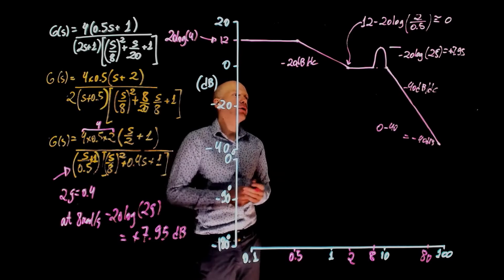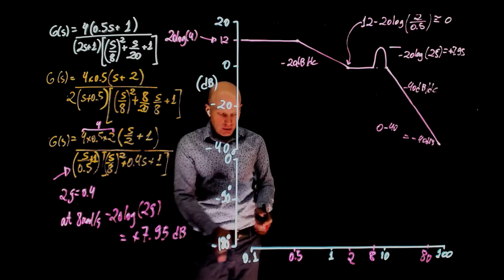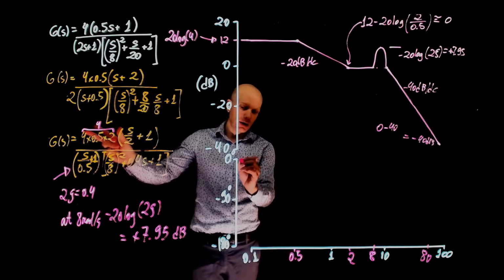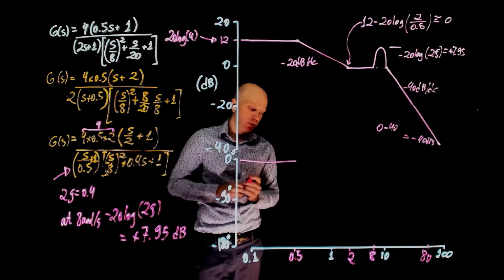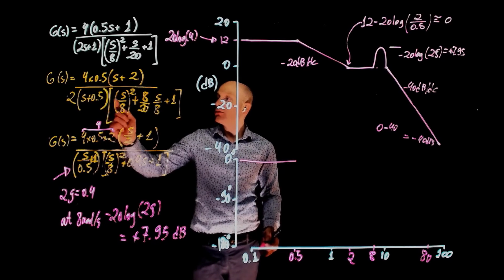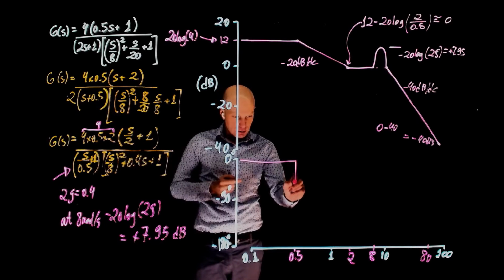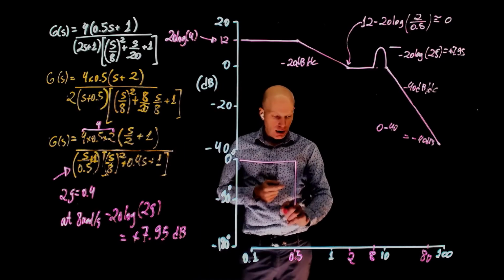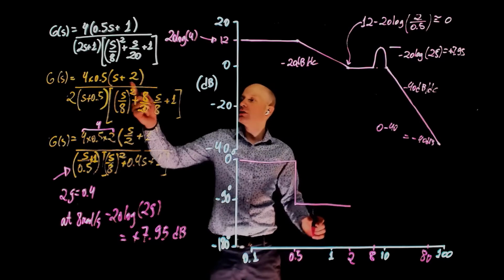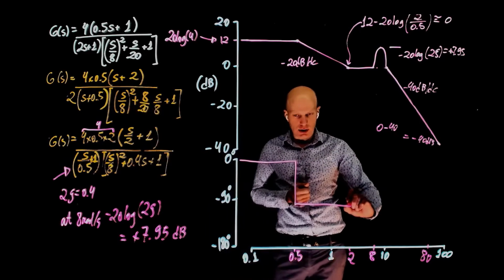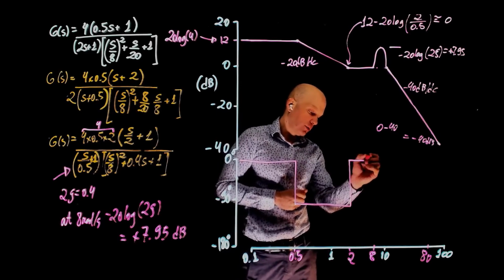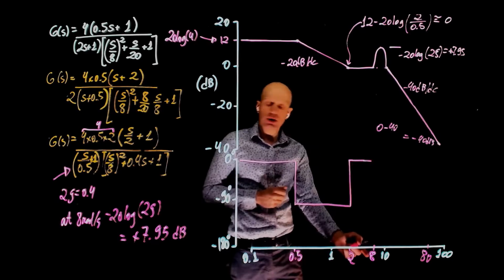Now let's look at the phase. From very low frequencies up to the first cutoff frequency, we only have the gain acting. The gain has a phase of 0. At 0.5, we encounter a pole. The pole adds negative 90 degrees. And this goes at negative 90 up to the next cutoff frequency, 2 radians per second coming from the zero, plus 90 degrees. Keeps at 0 up to the next cutoff frequency, which is 8.